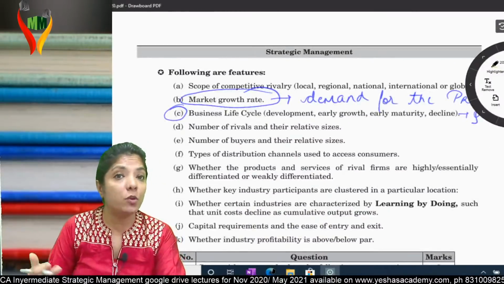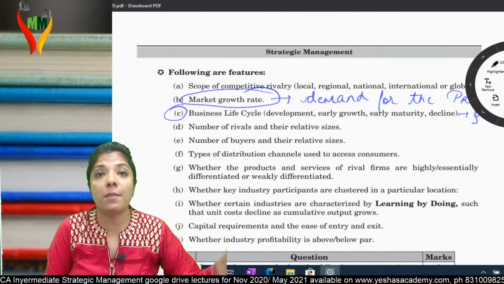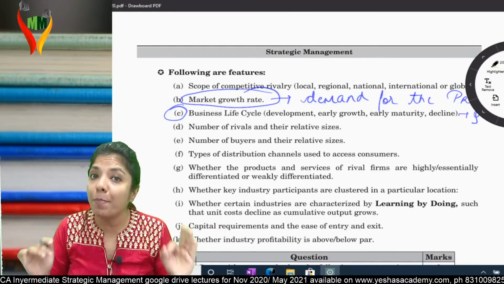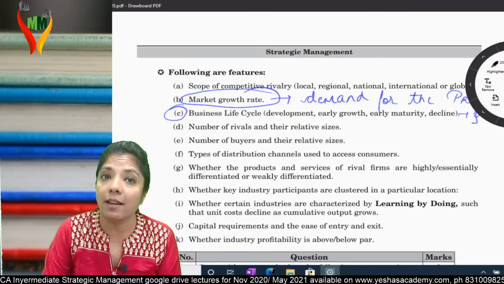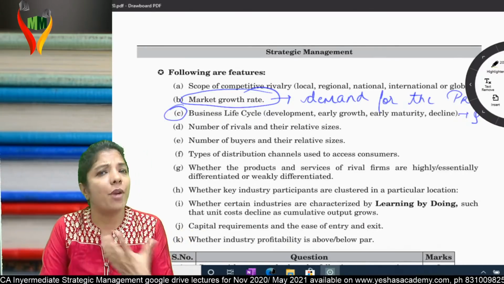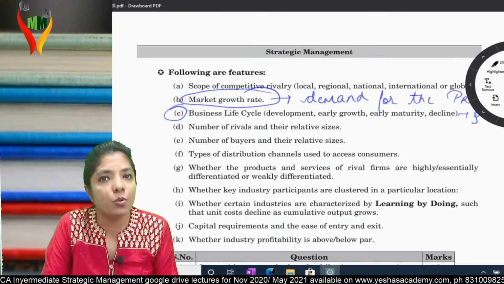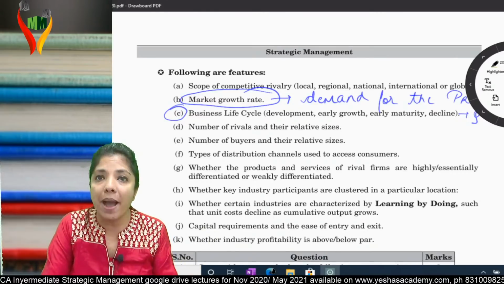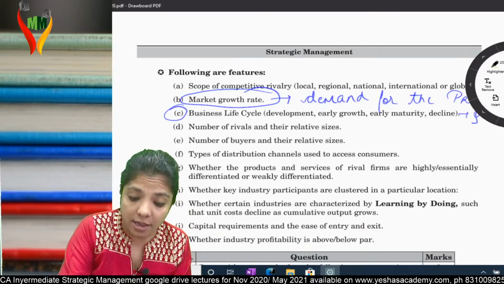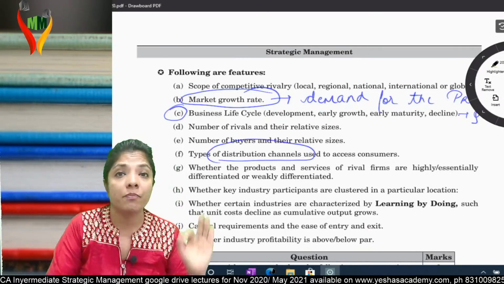Basically, what were we doing? We were doing question number 4A. With that, we referred question number 14, which is PLC, product life cycle. Am I clear? Now, next point, D point. Number of rivals and their size. How many rivals do you have? How big are they? Number of buyers and their sizes. Types of distribution channels. We will be studying it today only.